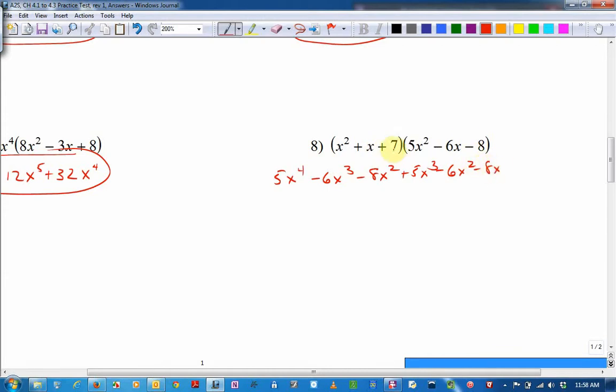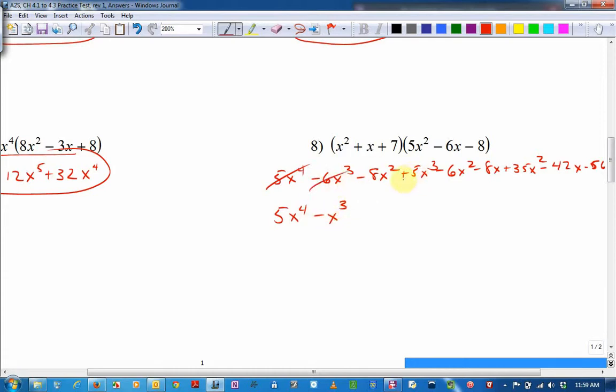Now to the 7. 7 times 5 is plus 35x squared. 7 times minus 6 is minus 42x. And lastly, 7 times minus 8 is minus 56. Okay, so let's simplify. For the x to the fourth, I only have one of those. Okay, I have a negative 6x cubed plus 5x cubed. That would be minus x cubed.